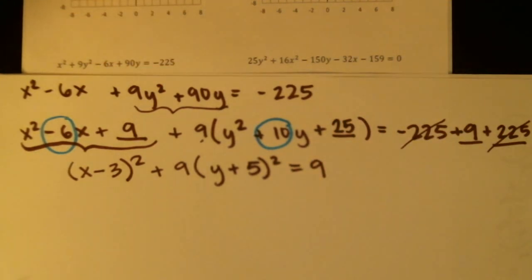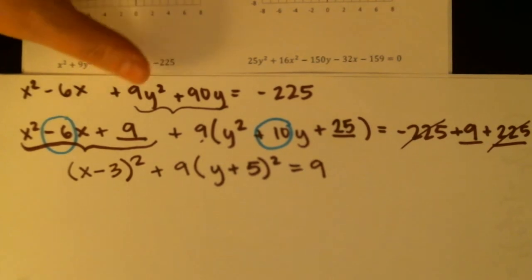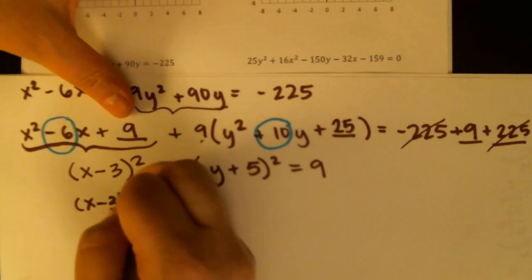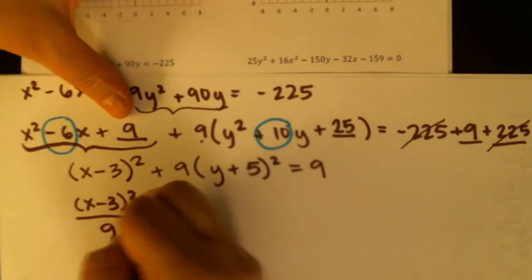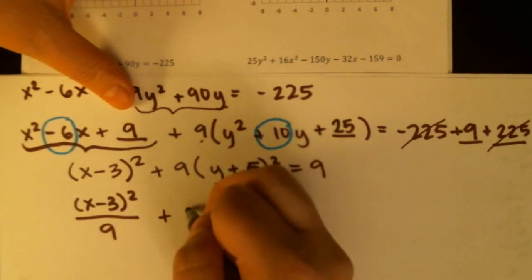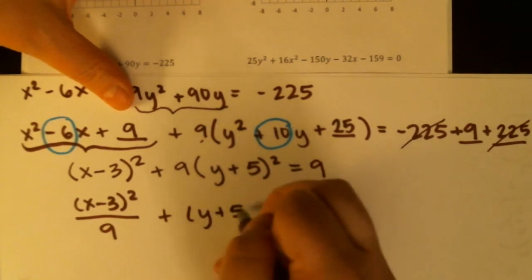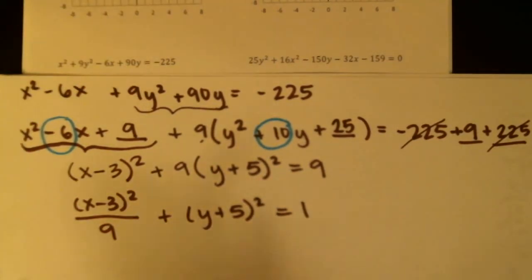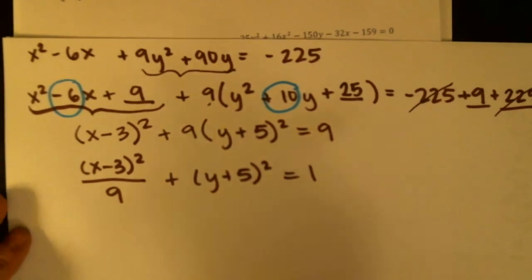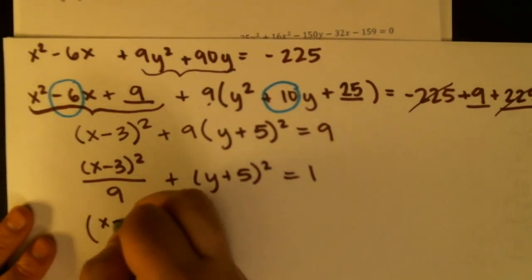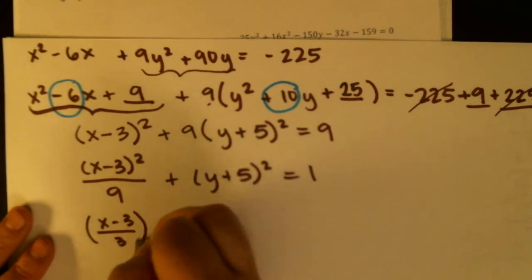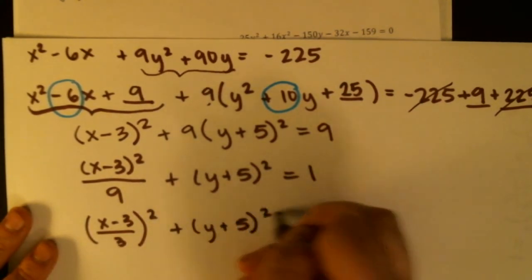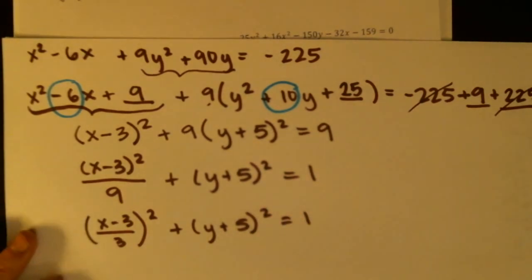So my very last step here is going to be to divide everything by 9, which means I'll get x minus 3 squared over 9. The 9's cancel out completely from this, so that's kind of nice. Equals 1. I guess that could be your second to the last step instead of your very last step if you want to go ahead and do this. x minus 3 over 3 squared plus y plus 5 squared equals 1.